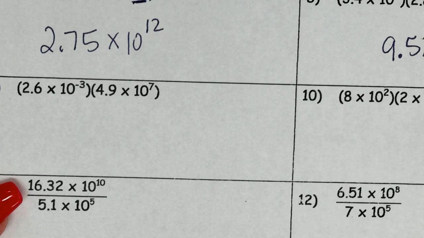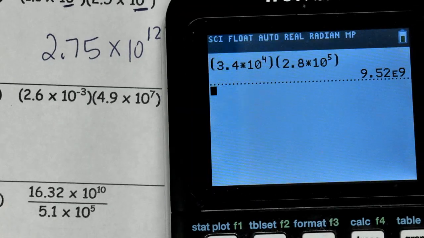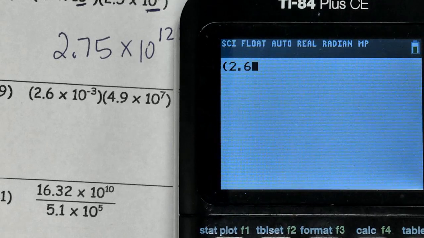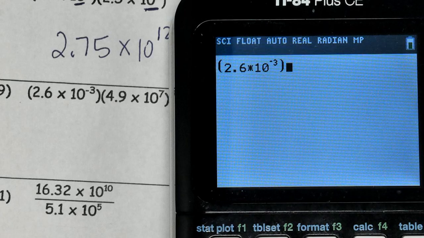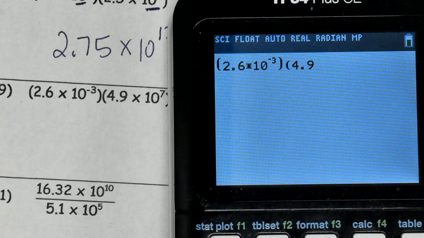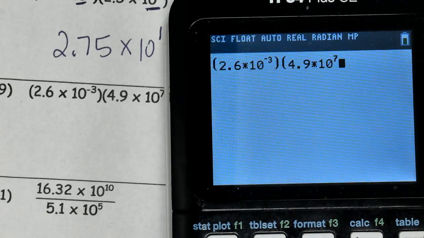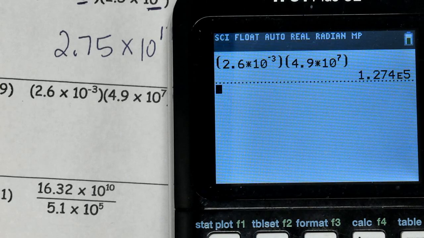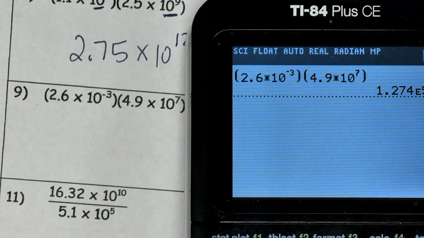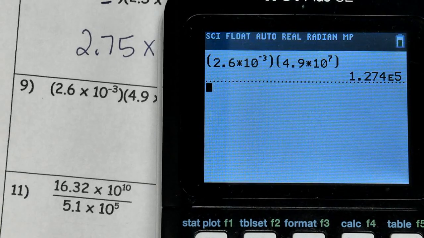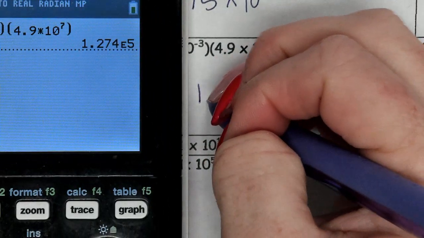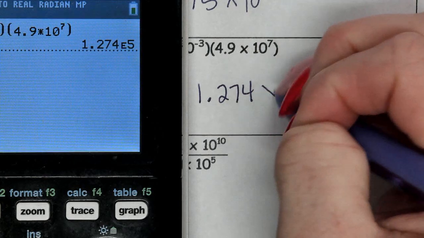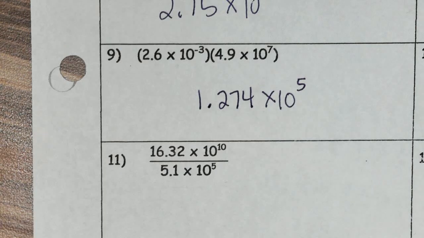I think this one wouldn't work by hand. I think it's this one. Let's go see. And make sure you put that negative exponent in. Yeah, this one wouldn't have worked. So you write your answer, 1.274 times 10 to the 5th power.